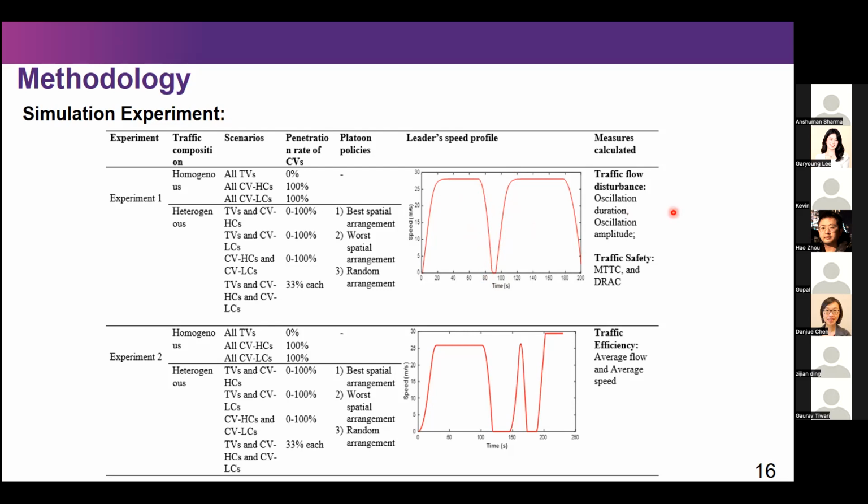Now, to further focus on the efficiency part, I have taken another leader speed profile where I have intentionally asked my leader to stop for a while so that we can clearly see the impact of this stop and go phenomena on the efficiency. One point to note here is that I have only considered a single lane scenario here.